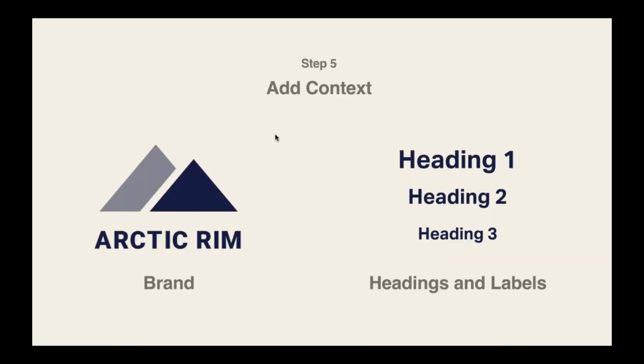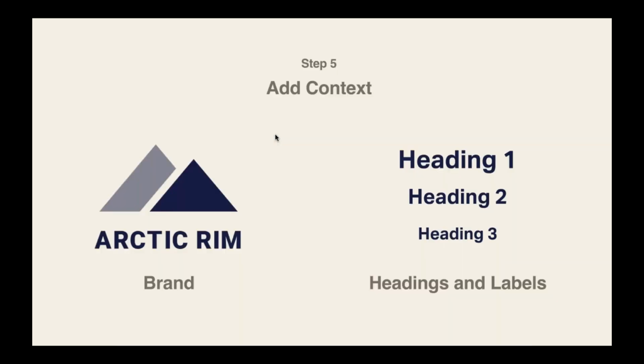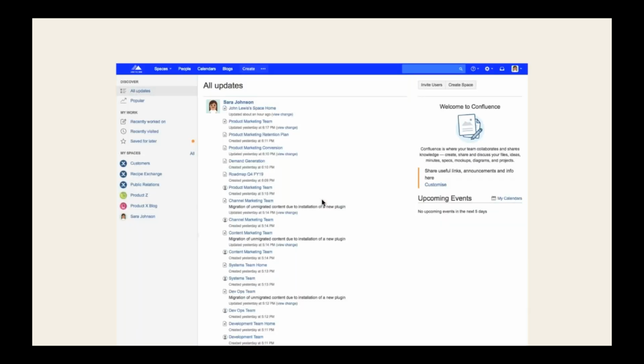All right. So the next step is to actually add context to this Confluence instance, because before, we're looking at a Confluence that looks a little bit like it could be Atlassian's and perhaps not Arctic Rim's. So this is why we want to make it really clear to the users what page they're on. And an easy way to do this is by adding your corporate identity. So in this case, it would be Arctic Rim's corporate identity or branding, and also to use headings and labels. So let's look at adding the corporate identity to begin with.